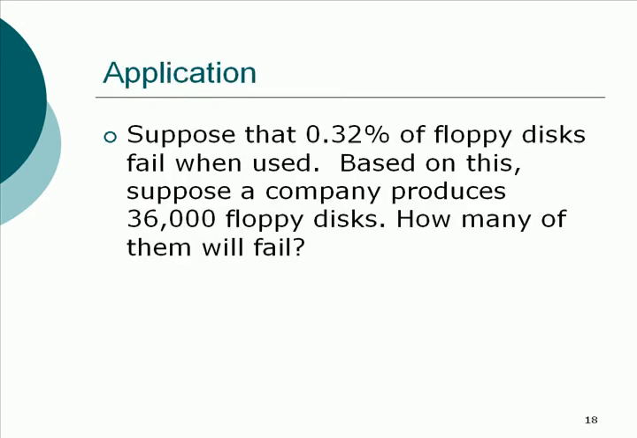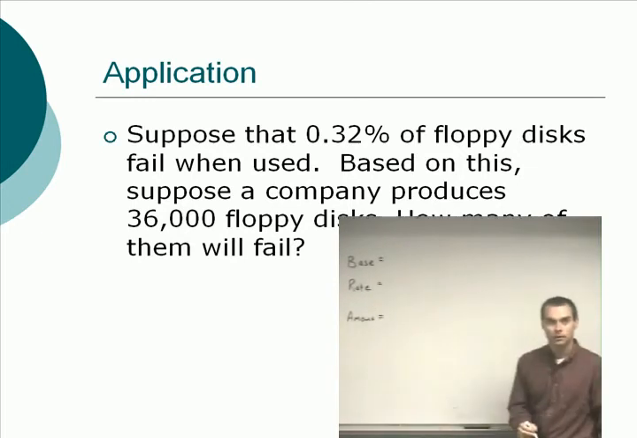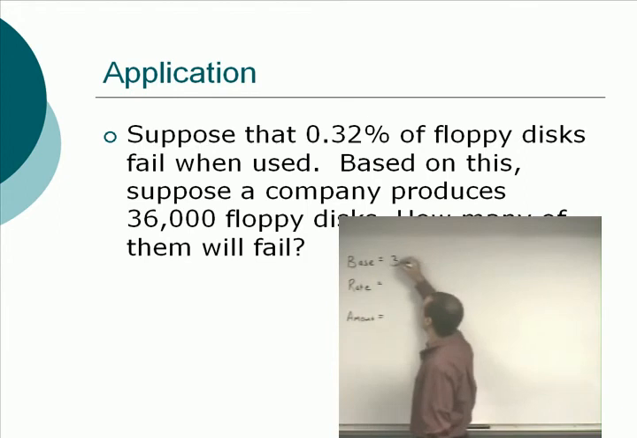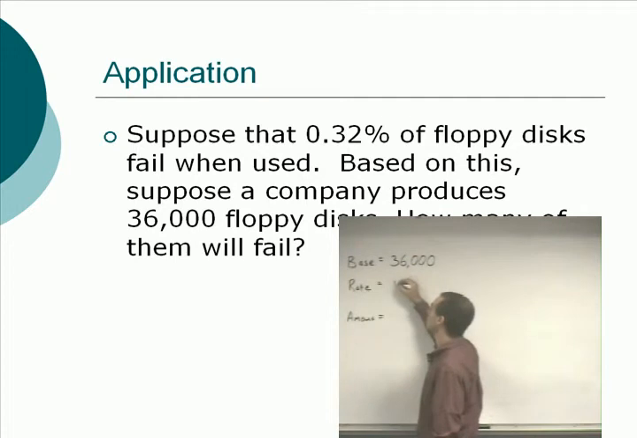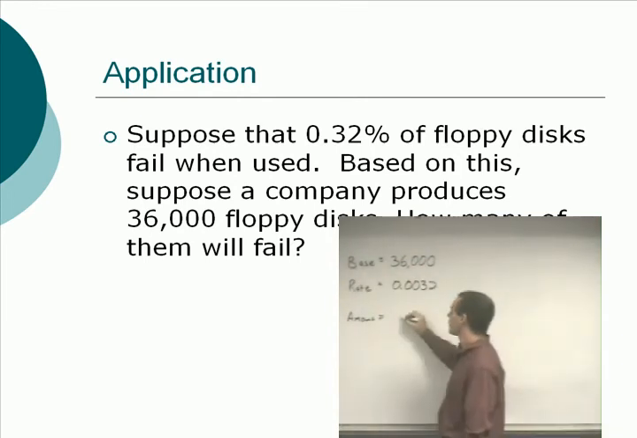Well, anyway, floppies are pretty reliable. 0.32% of floppy disks fail when they're used. If that's true, how many of the 36,000 that a company produces in a batch are going to ultimately be bad? What's your base? 36,000. That was the full number of floppies produced. Your rate as a decimal, 0.0032, and we convert 0.32% to a decimal, and the amount is what we're looking for.